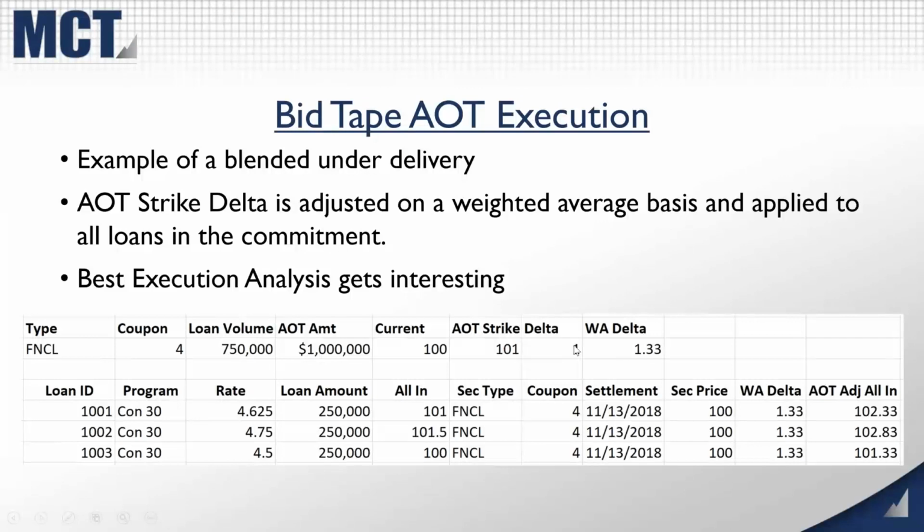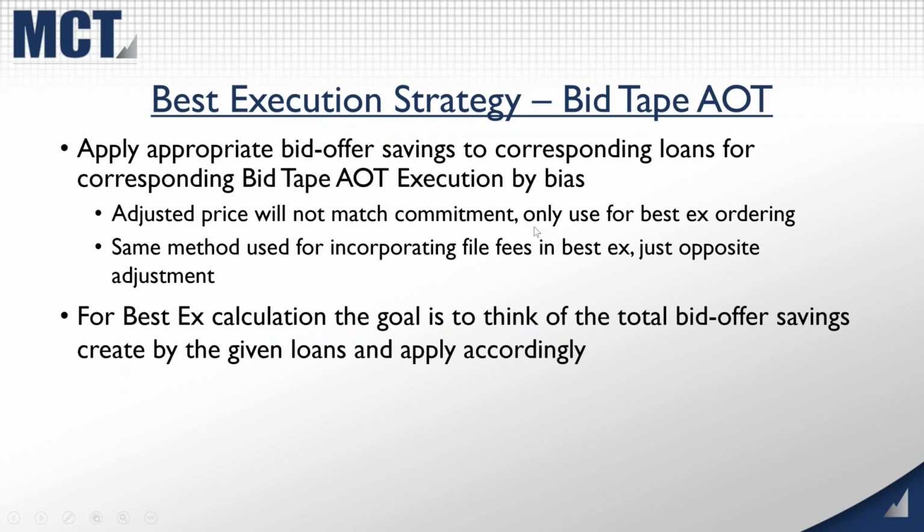So just before we get into the best X, the best execution strategy on these bid offer savings is basically that you're going to apply the appropriate amount to the appropriate and applicable trade. To get that appropriate amount, we're going to adjust the theoretical economic value accordingly.